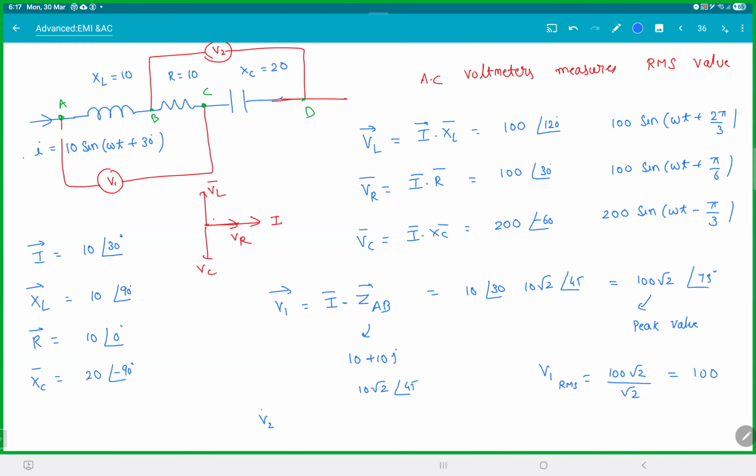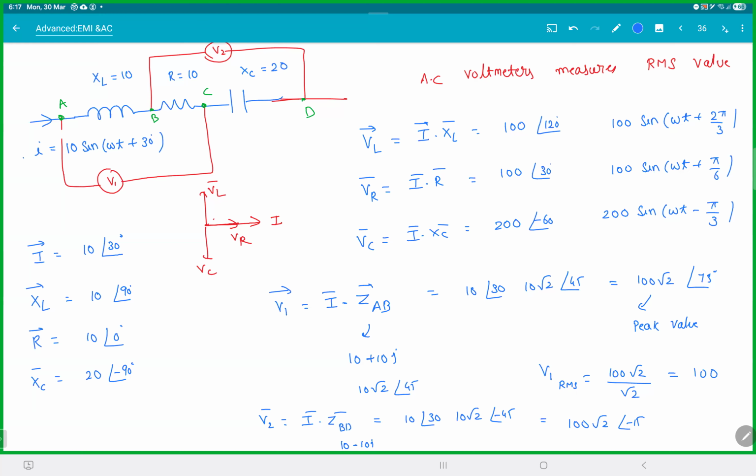Similarly, V2 bar will be I bar into Z into BD bar. Same story here. This time it will be 10 minus 10J. That would be 10 root 2 at minus 45, so that is 100 root 2 at minus 45. So yeah, you got it. The RMS will be again 100. So both the voltmeters will show 100 and 100.